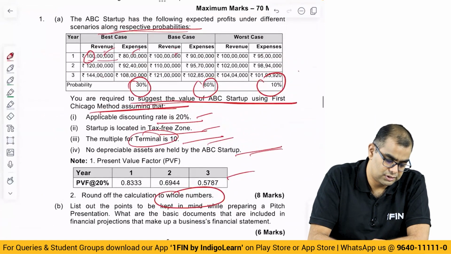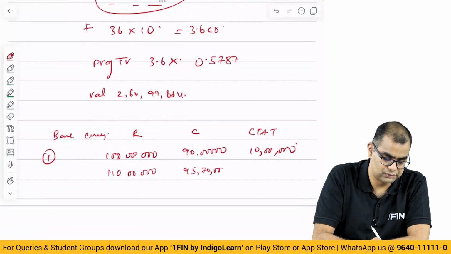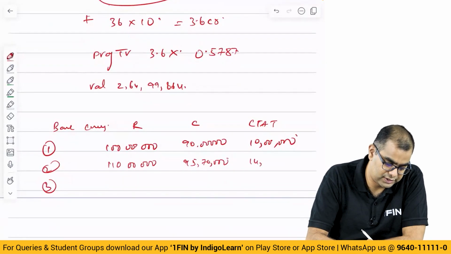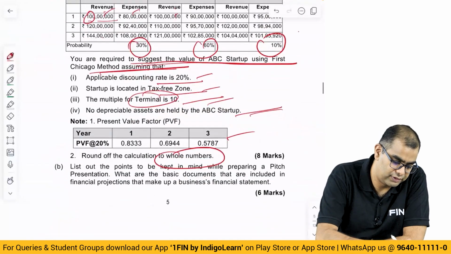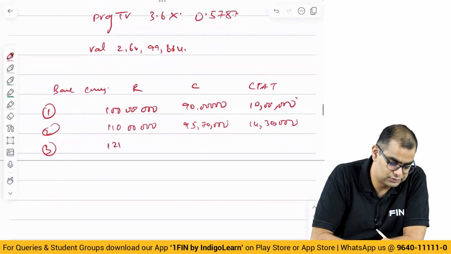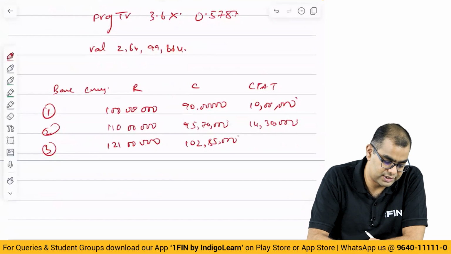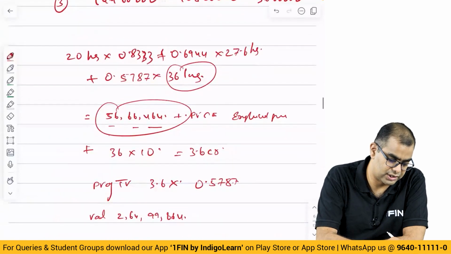Then 110, 95.7. So 110 minus 95.7 gives you 14 lakh 30,000. Then 121, 102.85. So this gives you 18 lakhs 15,000. Again same story, which is what? These three ratios.